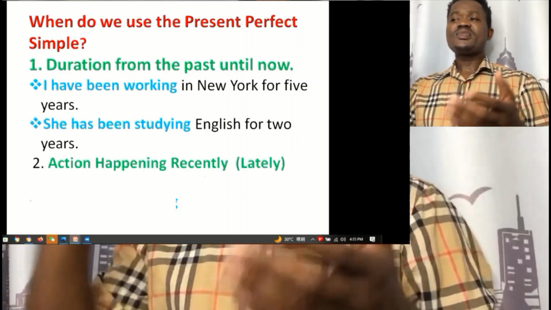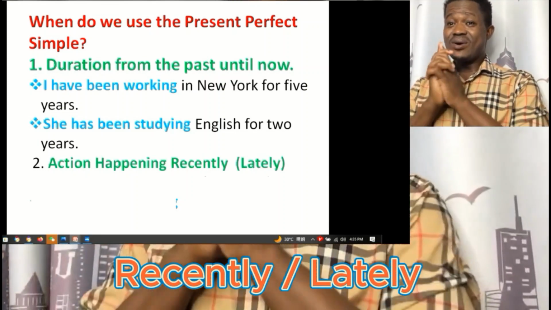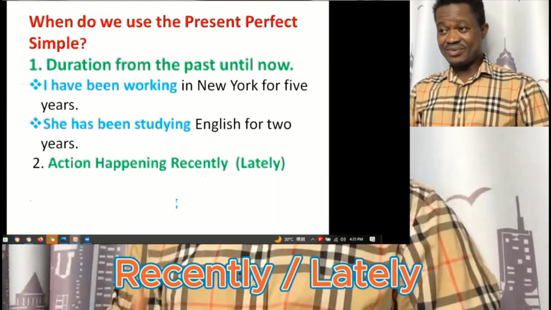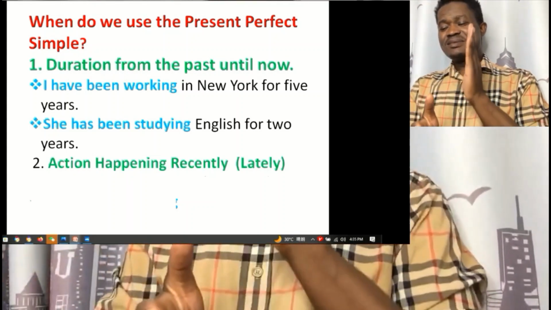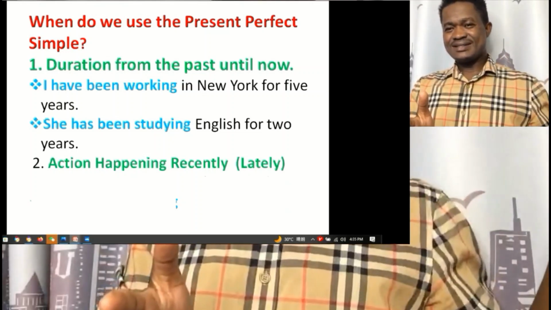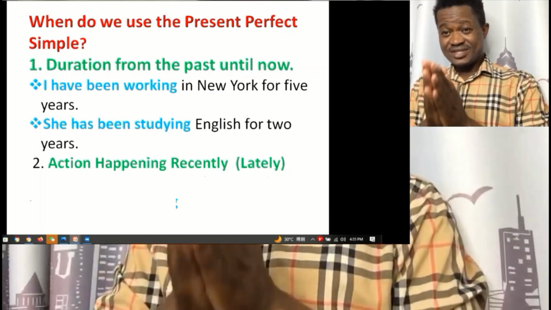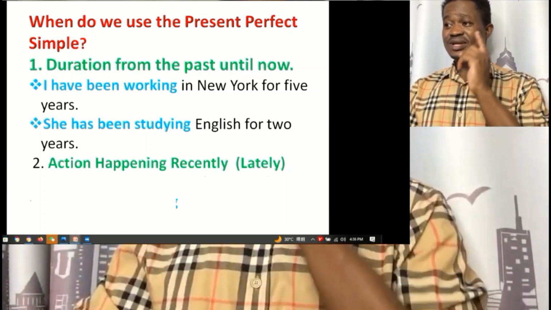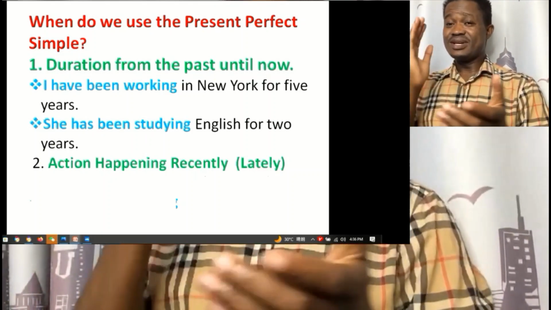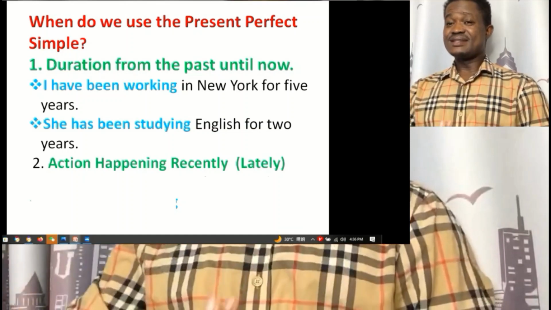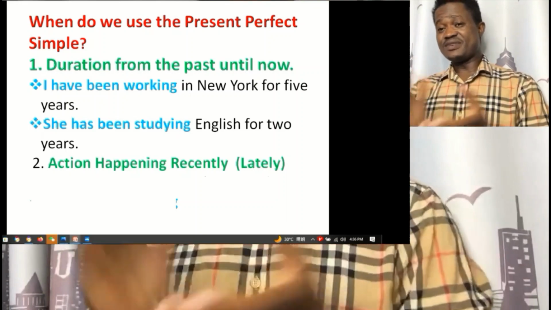Number two, action happening recently or lately. Let's see some examples. Recently, this is an action that started in the past and just ended in the present, just ended now. Recently and lately are signal words. We mostly use them in present perfect simple and present perfect progressive.